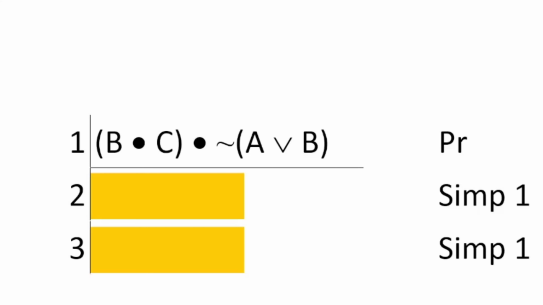Let's look at a more complex case. Again, we have a conjunction here. It has two conjuncts. We can derive either one. The first conjunct, this will be a conjunction, or the second conjunct. This is a negation of a disjunction. Bear in mind, we take the whole conjuncts.